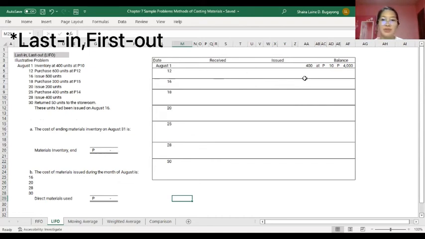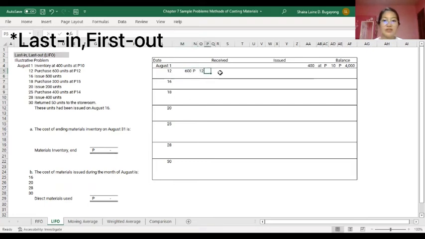Okay, so let's start with our beginning inventory of 400 units at 10 pesos, so that is 4,000. So again, on August 12, naka-receive siya, so 600 at 12, so that is 1272. Okay, so balance is kaning beginning and then ang kaniyatong purchase.